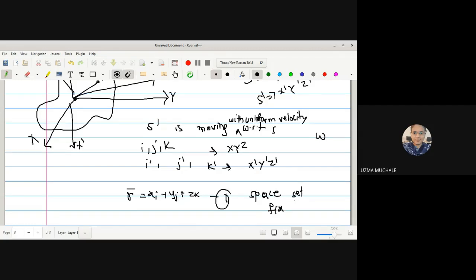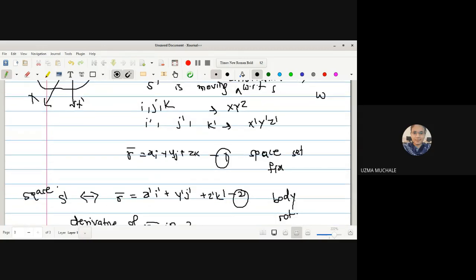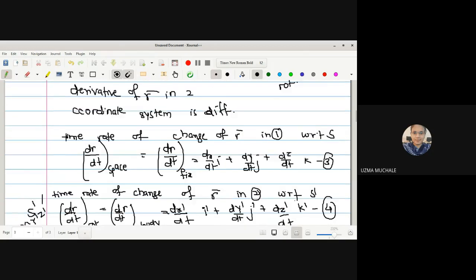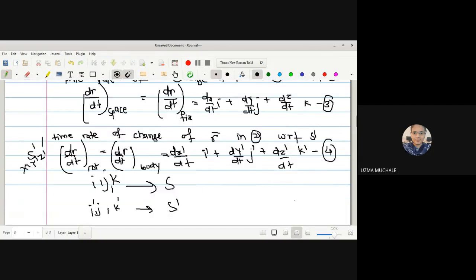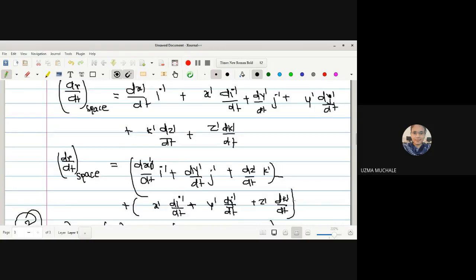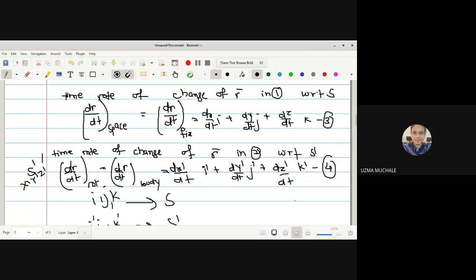What are the unit vectors now? x dash, y dash, and z dash. So firstly we have written the position vector with respect to the space set of axes, then we have written the position vector with respect to the body set of axes. Then afterwards we have differentiated equations 1 and 2 in their own axes. First one is in the space set of axes, secondly we have differentiated in the body set of axes. So we have obtained equations 3 and 4, and after that we have to now find out the relation. So for that we have to differentiate 2 with respect to the space set of axes.